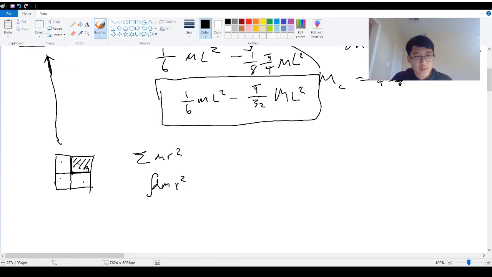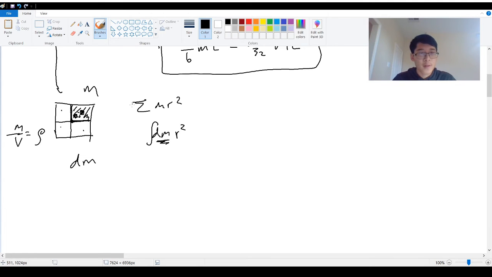So how we will do this now is look at every dm. What exactly is the dm? dm is, say, a small square element right here, okay? It has many of these small square elements, and all of these dm's make up the entire m of the square. So again, we can use the fact that mass over volume is equal to density. You'll be using this a lot, basically anytime it gives you constant density.